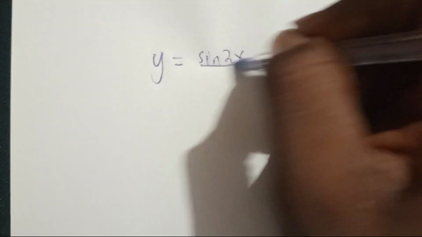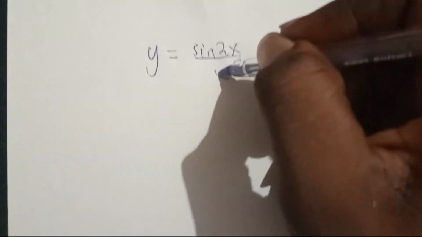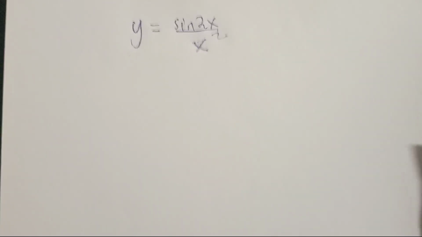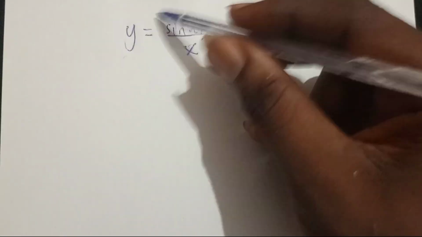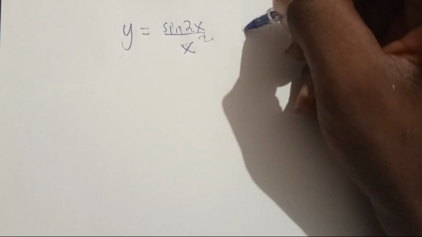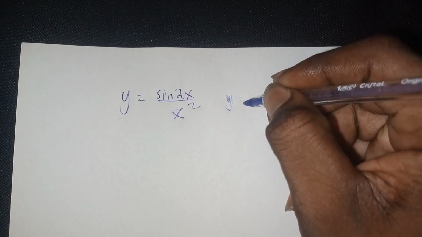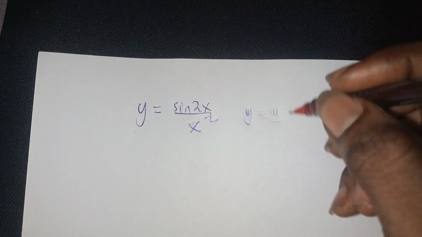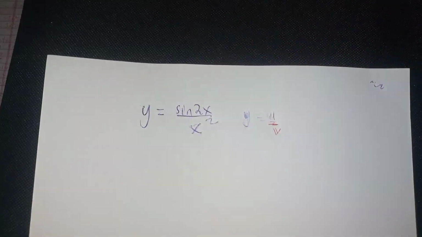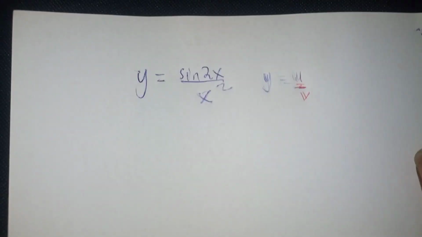What about a function y is equal to sine 2x over x square? This is a totally different one, but still the same method, still the same principles. So how are you going to find the derivative of this? Notice that this function has been given in the form of y is equal to u over v. So it's a quotient. So in order for us to differentiate this, we have to use the quotient rule.